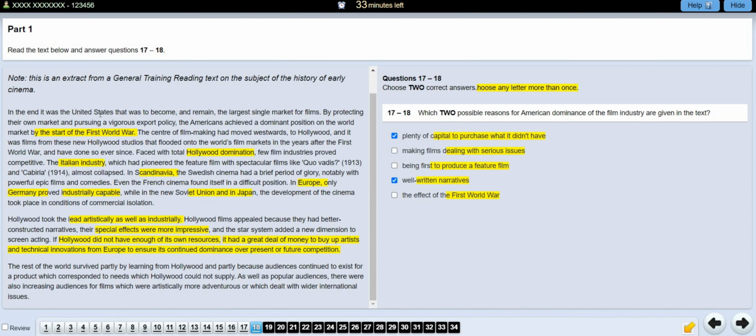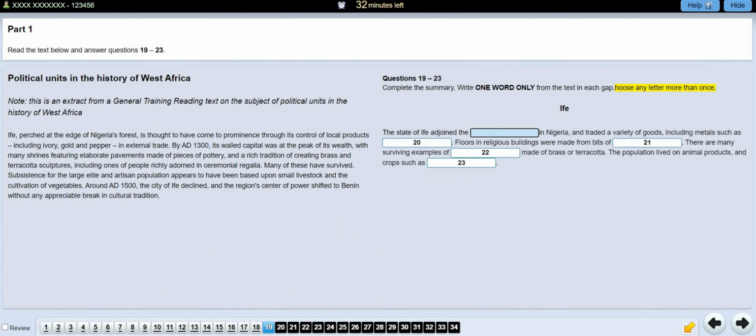Could be this one. I cannot find this one. Could be this one. Well-written narratives. So Hollywood had well-written, constructive narratives. Okay, yeah. So Hollywood took the lead artistically. Hollywood films appealed because they had better constructive narratives. Okay, so 1 and 4, that's done. Okay, on to the next one.